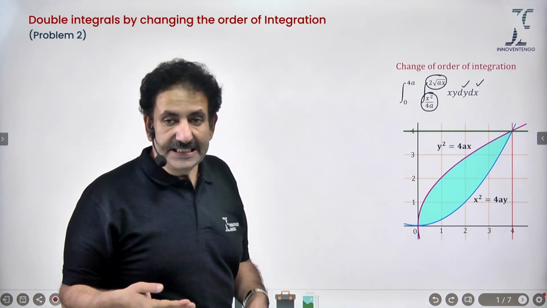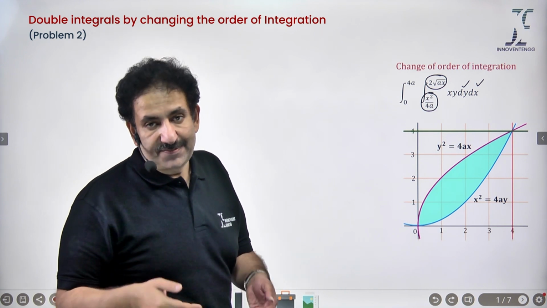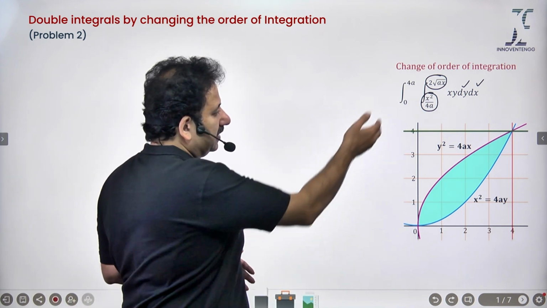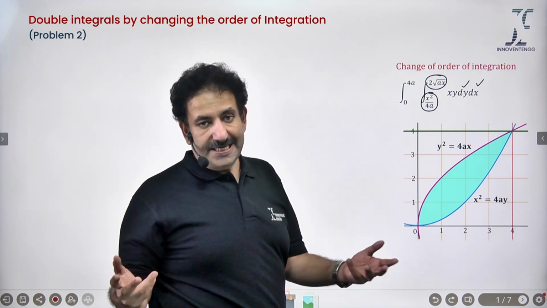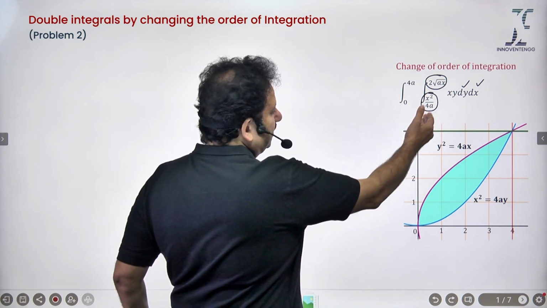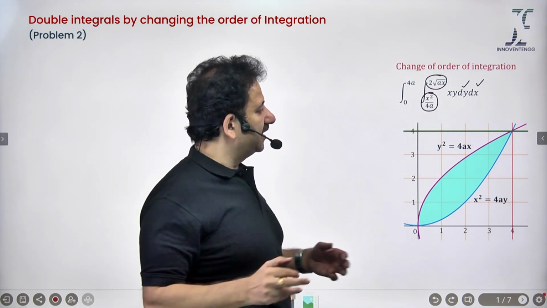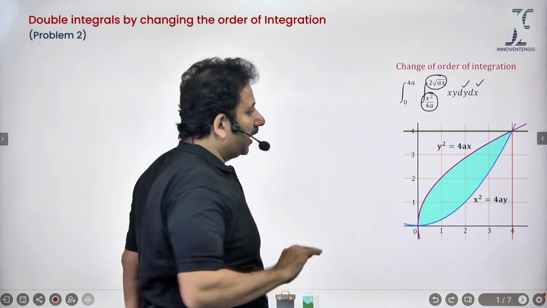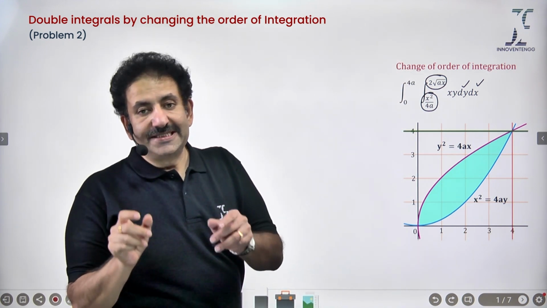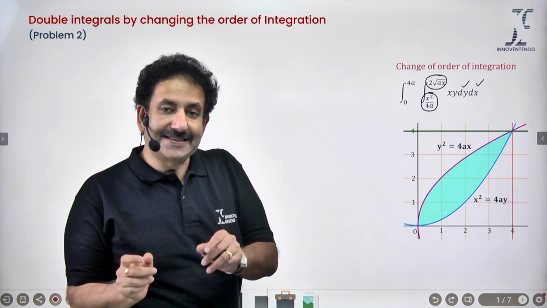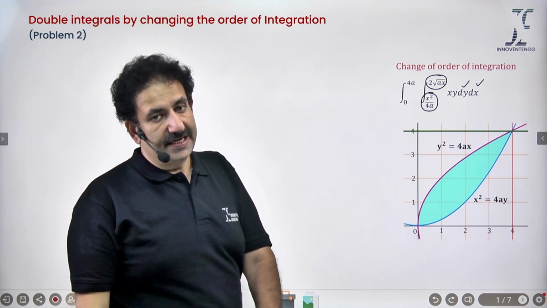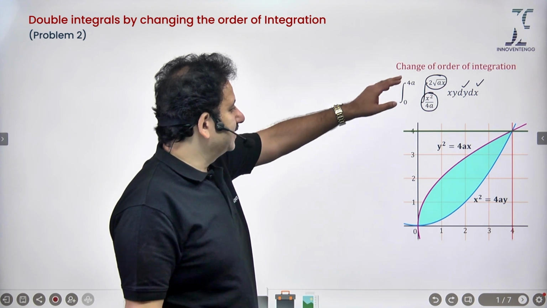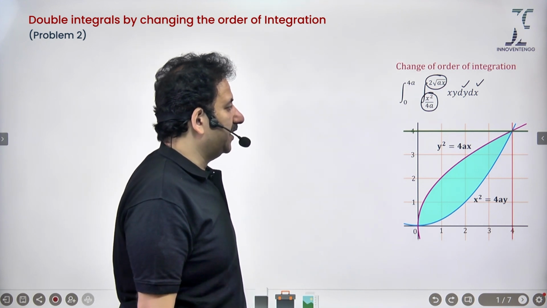The boundary definitions are going to be characterized by curves. If it were in terms of x, it would have been straight lines. But now since it is x square and root x, obviously we are talking about curves. The outer limits are obviously the points got by the intersection of these curves, and that is 0 to 4a.